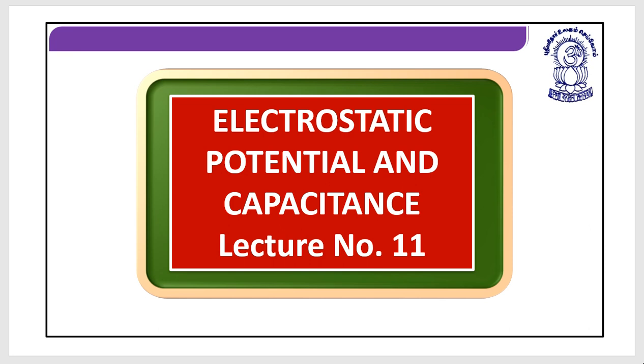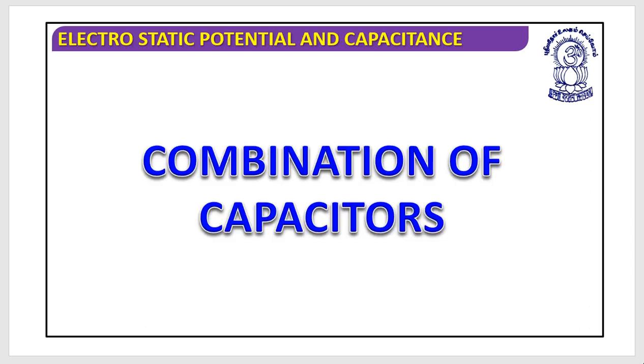This is lecture number 11 of the unit Electrostatic Potential and Capacitance. In this class we are going to discuss the combinations of capacitors. In the previous class we went through what a capacitor is, what the different kinds of capacitors are, and what their values should be. Today we are going to discuss the combination of capacitors.